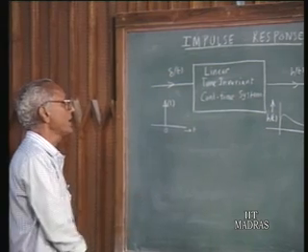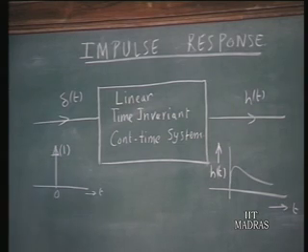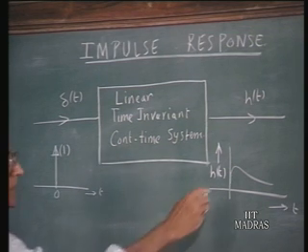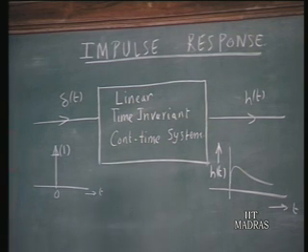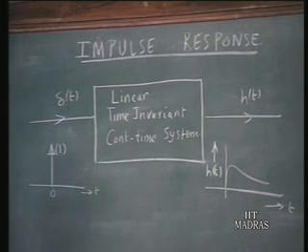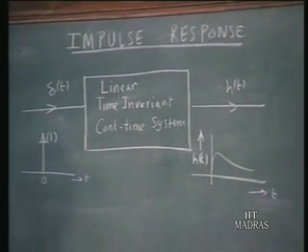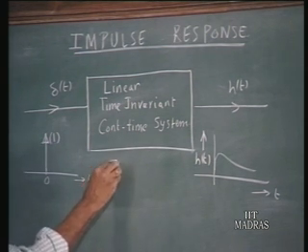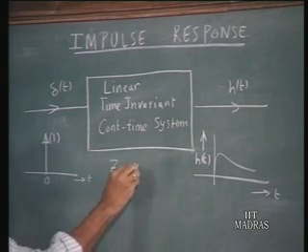This is a linear time invariant continuous time system represented as a box like this. Suppose the input is delta t, a unit impulse at the origin, and let the corresponding response h of t be given like this. We also assume in this discussion that if this is a network, it has no initial conditions on the capacitors and inductors, or in other words, in a system, zero initial storage, zero initial stored energy.